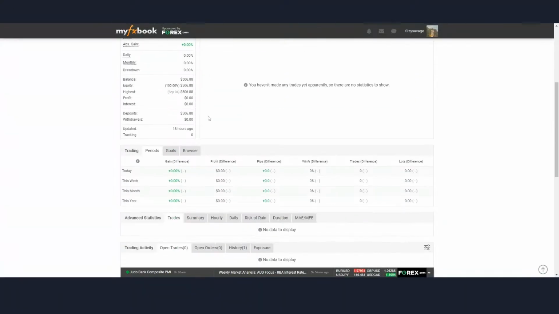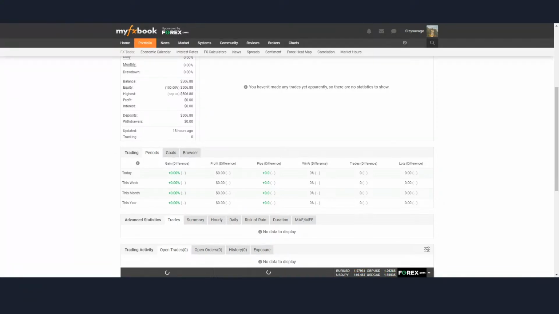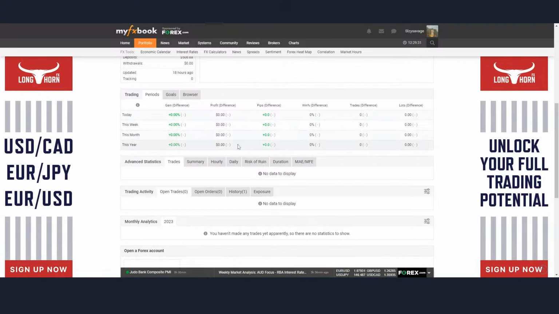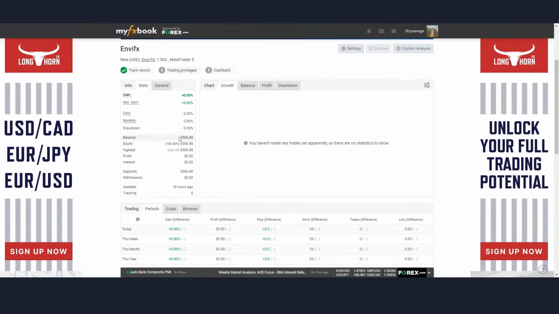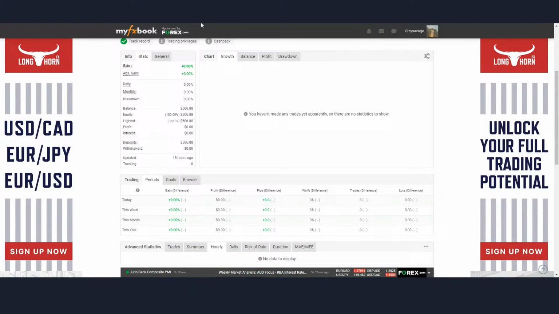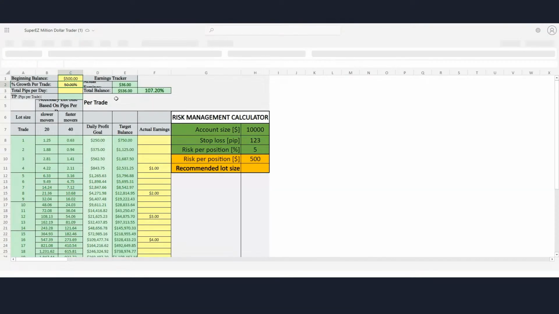So this is my Myfxbook. I'm going to show you guys my Myfxbook. I just started this account. Oh, it's not even updated yet, so you guys can't see. But I did catch that one trade. Yeah, it's not even showing it. But I'm doing a $500 deposit, and we're going to try to grow this to whatever, right? And I have this spreadsheet, which I'm going to show you guys as well. It's a really good spreadsheet.